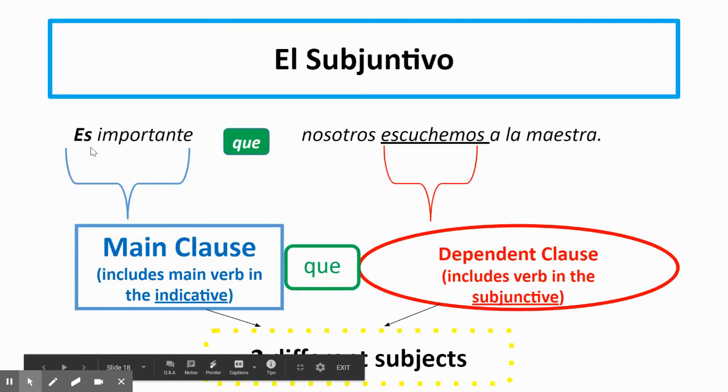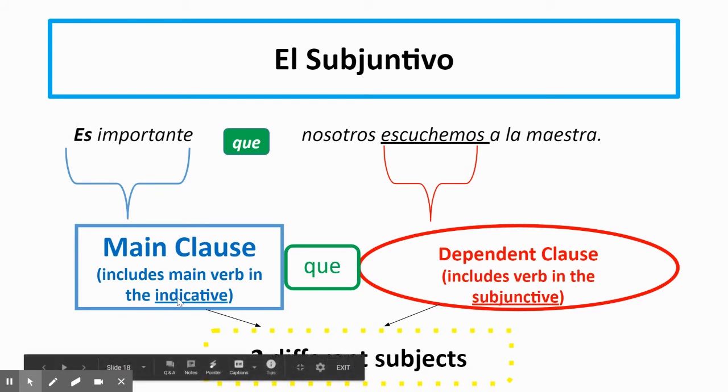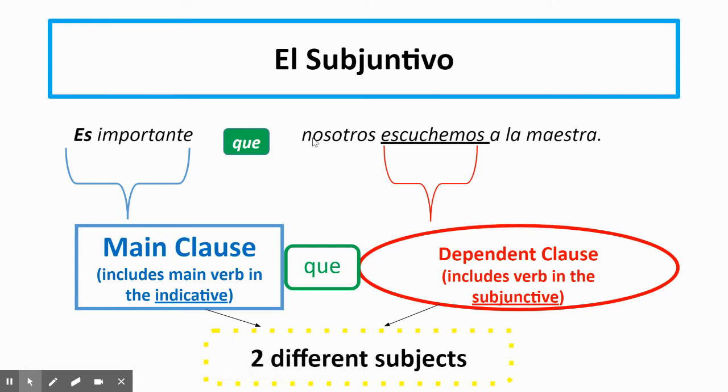Here is an example. Es importante que nosotros escuchemos a la maestra. Es importante, this is my opinion. It's important that we listen, escuchar, AR. Now yo dropped and swapped. Escuchemos a la maestra. Here's my verb in the subjunctive. Es is the verb ser in the present indicative. Two different subjects because here, es importante is an impersonal expression. No one is the subject, and nosotros is the subject of our dependent clause. It's important that we listen to the teacher.